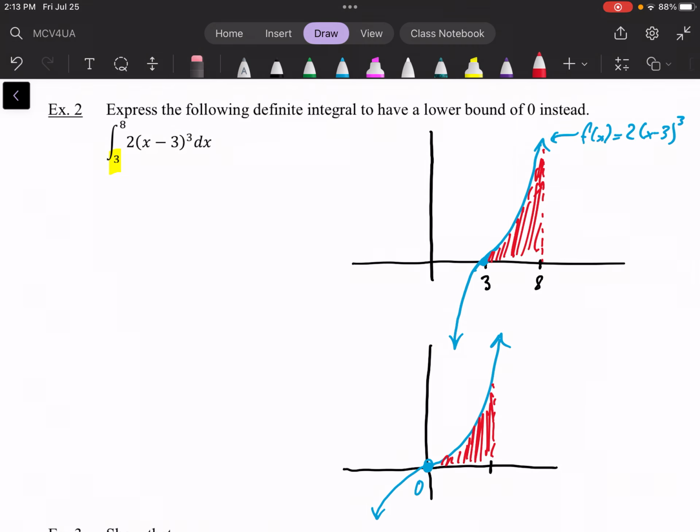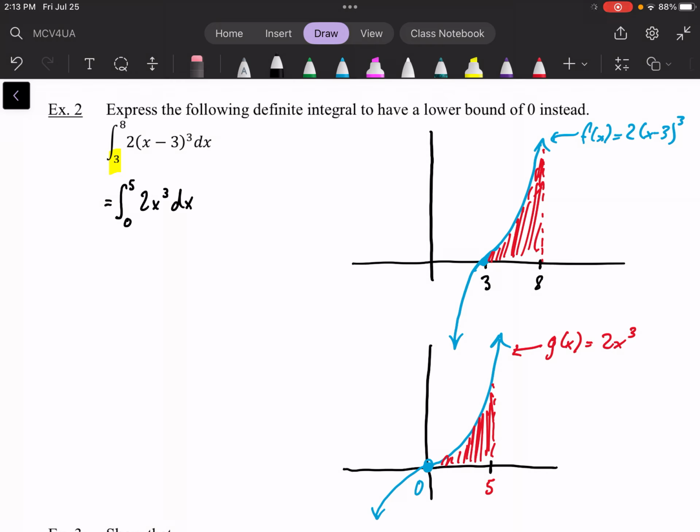Well, if the area has to be the exact same thing, that means the difference between 3 and 8 is 5 units. So this has to be 0 through 5. Our function would now be, let's call it g of x instead, and that would just be 2x cubed. So how do we change this? Well, we realize that this is the integral from 0 to 5 of 2x cubed with respect to x instead.